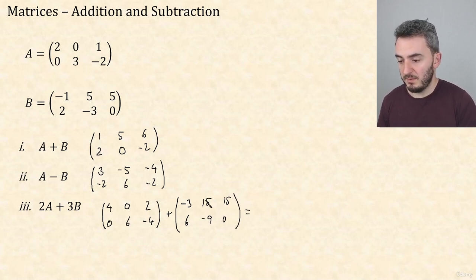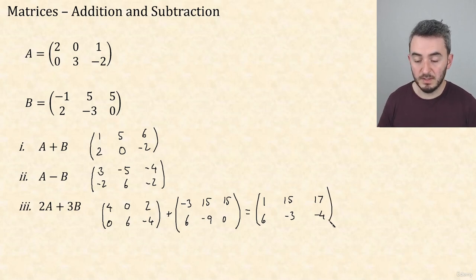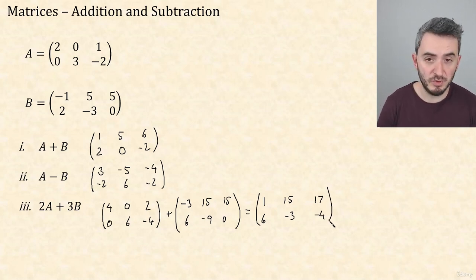Now we add them together. 4 plus -3 is 1, 0 plus 15, 2 plus 15, 0 plus 6, 6 plus -9, and -4 plus 0. And there is 2A plus 3B. So that's how we add and subtract matrices.